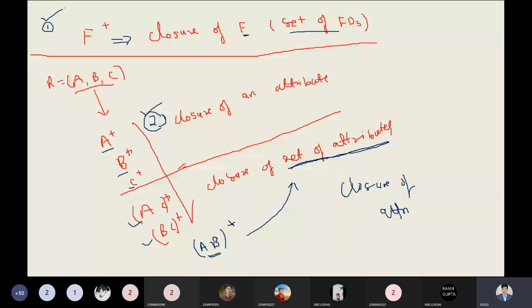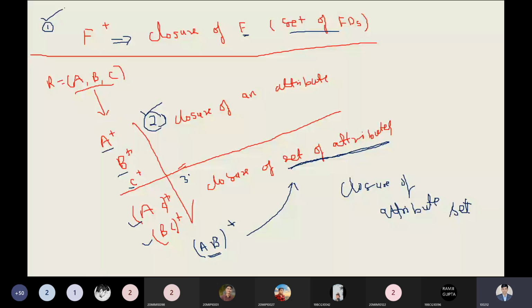So in the examination, I can share some functional dependencies and ask for some notation. You should be aware whether I'm asking the closure of the functional dependencies, or the closure of the attribute, or the closure of the set of the attributes. These are the three different things we have to keep in mind while solving any numerical. Before jumping to the numerical portion, I need to clarify all these things properly. Is it clear now?